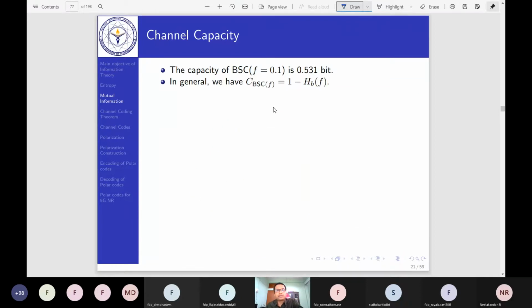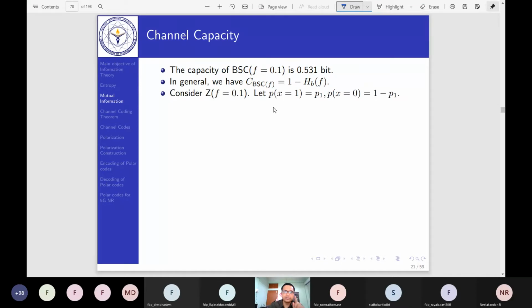The capacity of the binary symmetric channel, for any general channel with any particular value of crossover probability f, is given by 1 minus HB(f). HB is the binary entropy function.